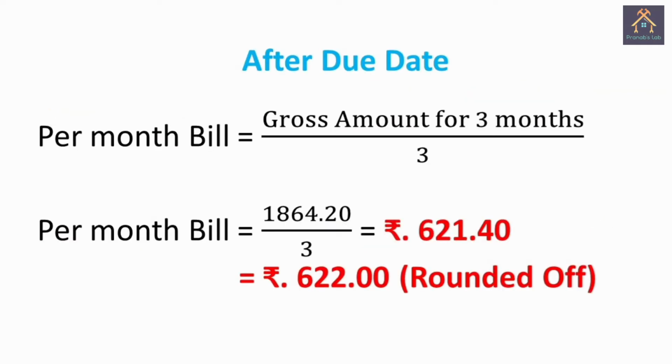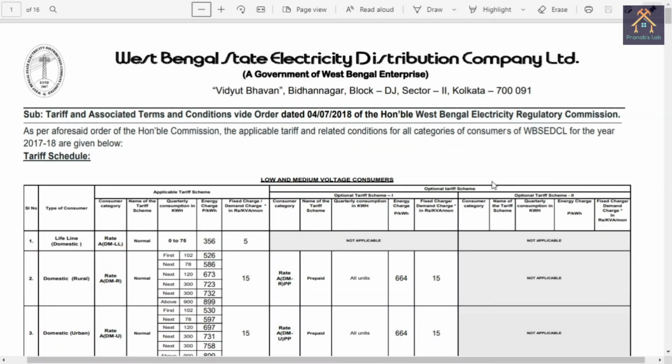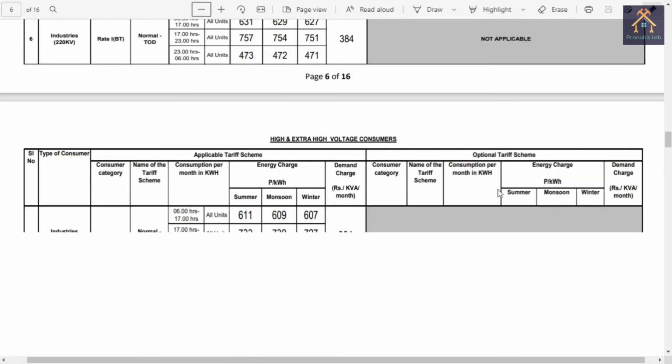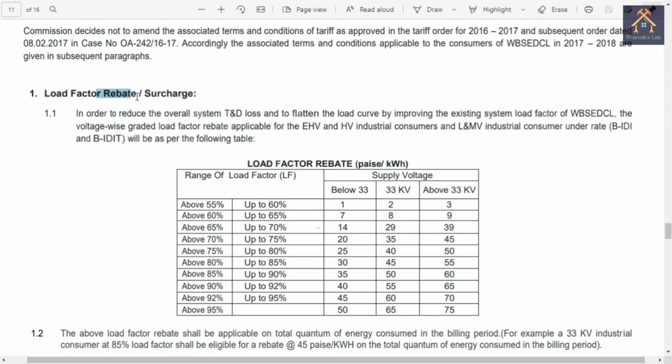Basically the due date is a particular date of a month after which you cannot get the rebate on your bill amount, or you can say this is the last date of a month after which you cannot get the rebate and you have to pay an extra charge as a late fine. To find out the rebate details, you can visit this PDF I have uploaded. You can get the link in the description.